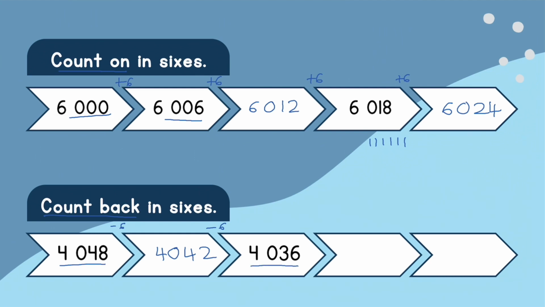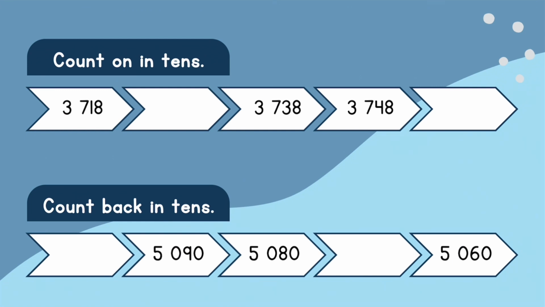And then we minus again with 6. 36 minus 6 will be 30. So the fourth number is 4030. And then 30 minus 6 again, it will be 24. So the fifth number is 4024. Next one, we have count on in tens.